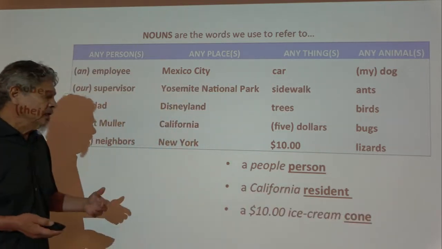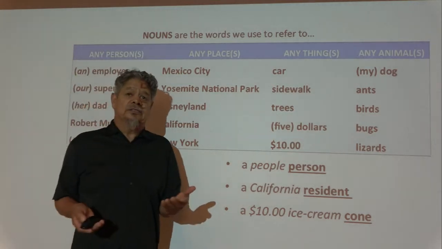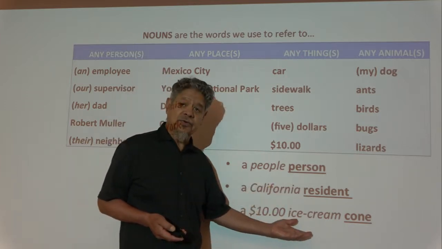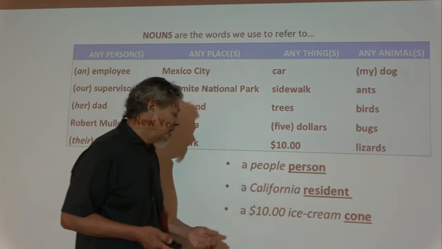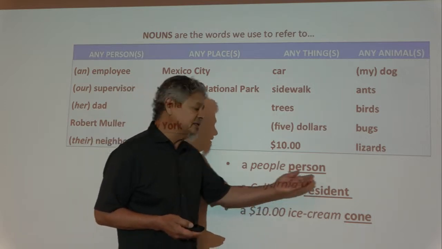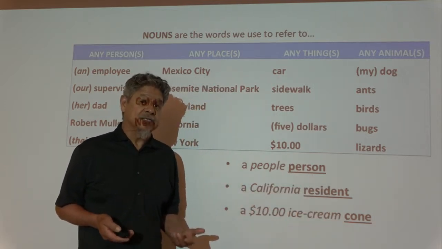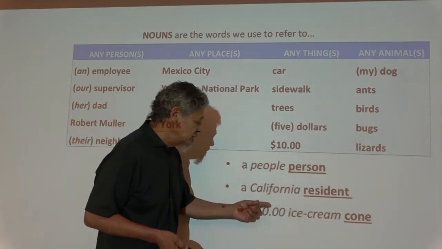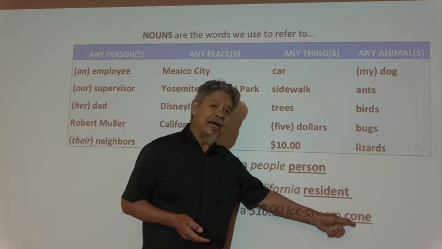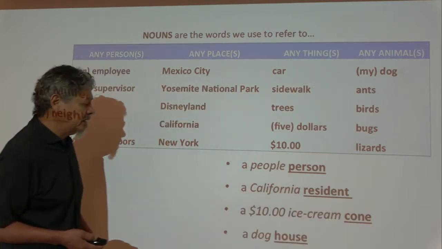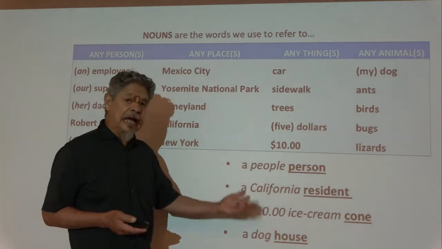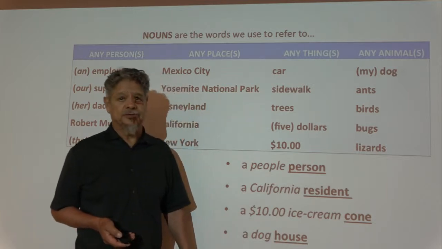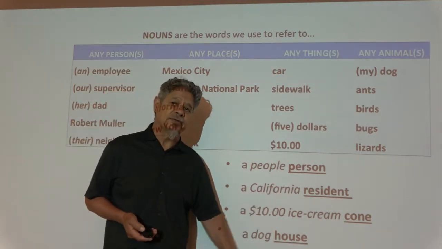And also, there can be three words that would normally be nouns, like $10, ice cream, and cone. But here, $10 is describing what kind of cone this is, rather pricey. And ice cream is also describing cones. So we have two adjectives describing the noun cone. And here, dog and house would normally be nouns, but here, dog is describing house to indicate that this is the house for the pet.